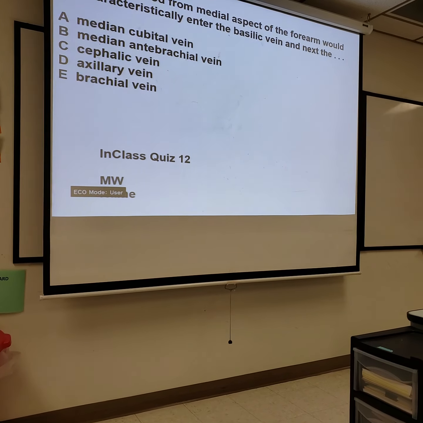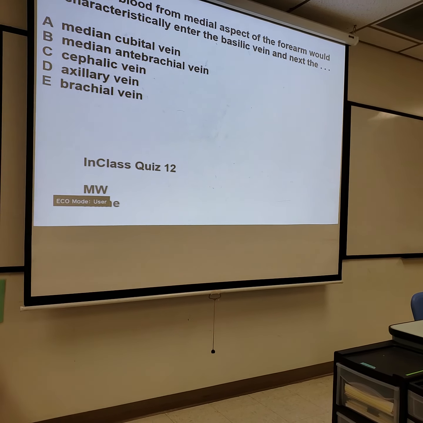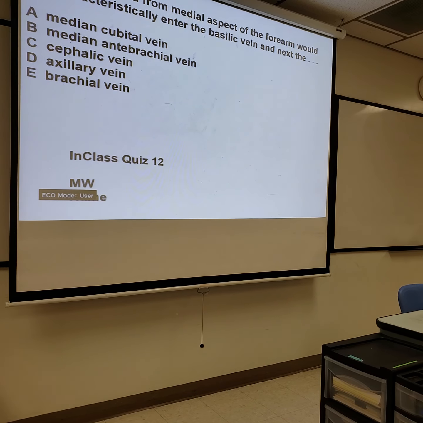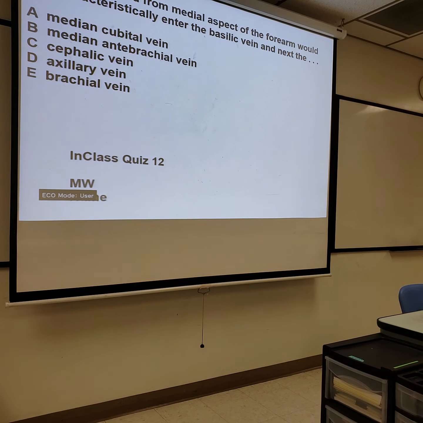Venous blood from the medial aspect of the forearm would characteristically enter the basilic vein and then next into which of these? So from the medial aspect of the forearm, and I'm talking about not the midline, that would be the median, but the medial, so the little finger side of the forearm, would characteristically enter the basilic vein and next into which of the following?